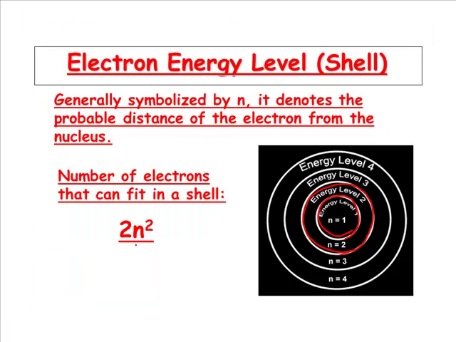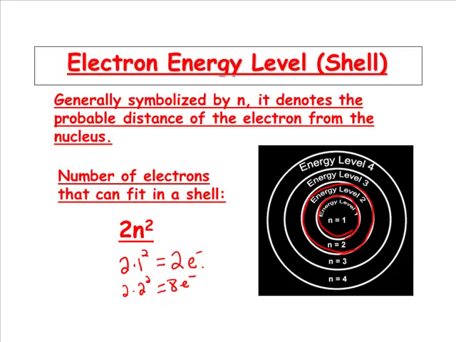n stands for the number of energy levels, right? So if it's 1, you have 2 times 1 squared. Well, 1 squared is just 1, times 2 means we have 2 electrons in the first energy level. Then if it was n equals 2, in the second energy level, we now have 2 squared times 2. 2 squared is 4, times 2 is 8. So we have 8 electrons in the second energy level.